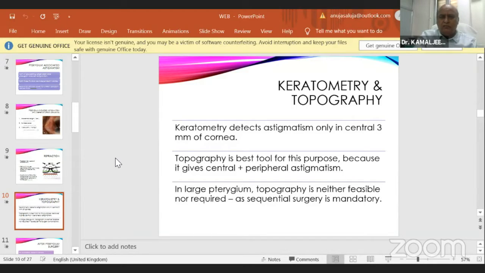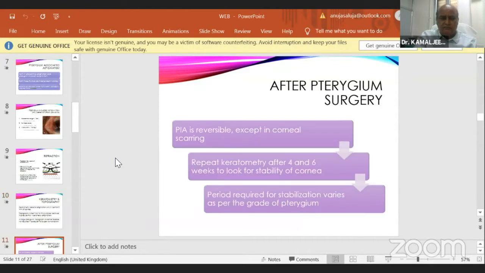How to measure the keratometry, the corneal power, is important. You can do a manual keratometry or you can do a topography. But many a times we have seen that the topography does not give you a good result, so we have to resort to manual keratometry.